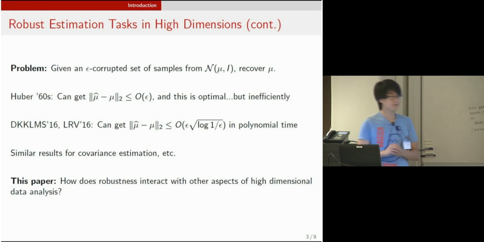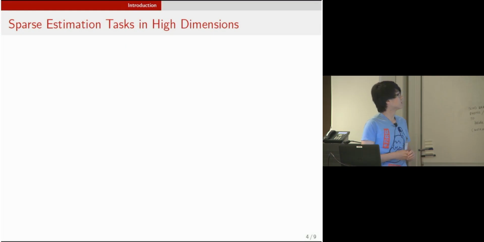Okay, and in this paper, we want to ask the question: how does robustness interact with other aspects of high-dimensional data analysis, specifically sparsity? So now let me context switch to introduce what I mean by sparsity. Hopefully this is a bit more well understood.